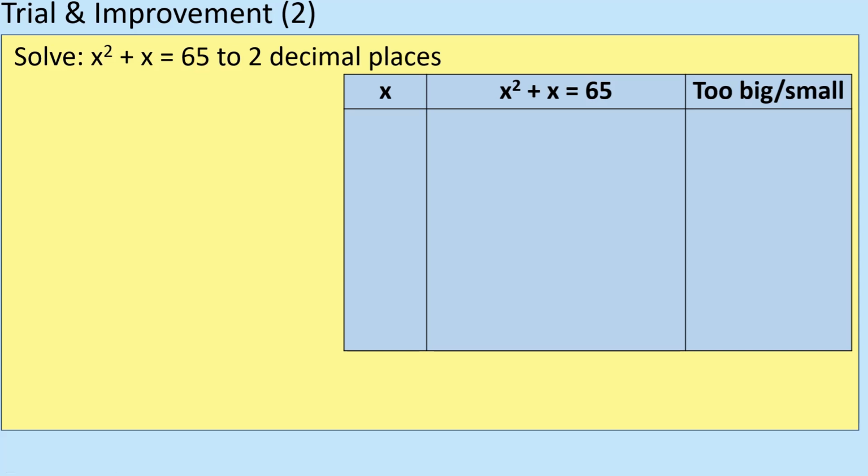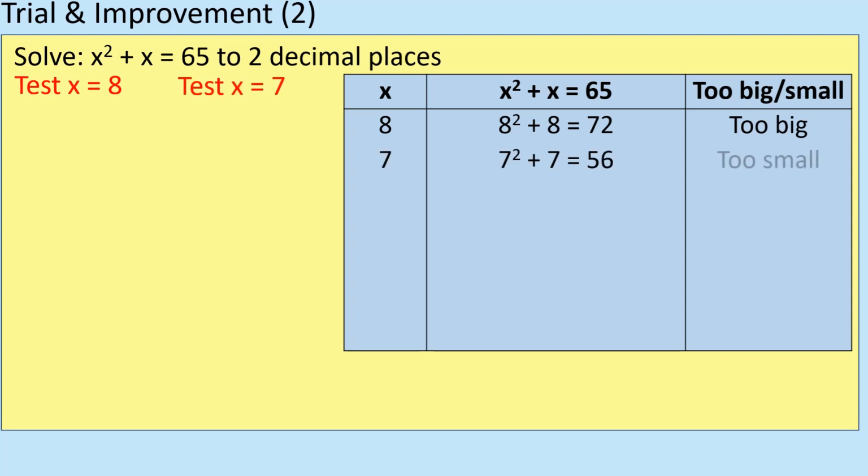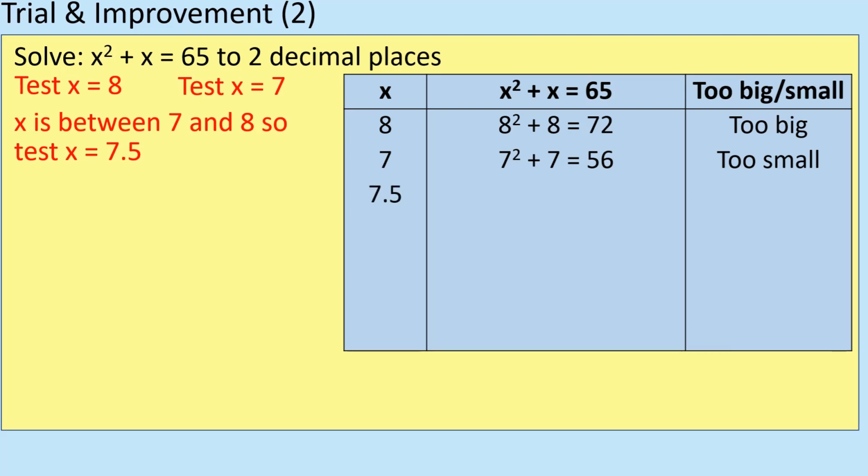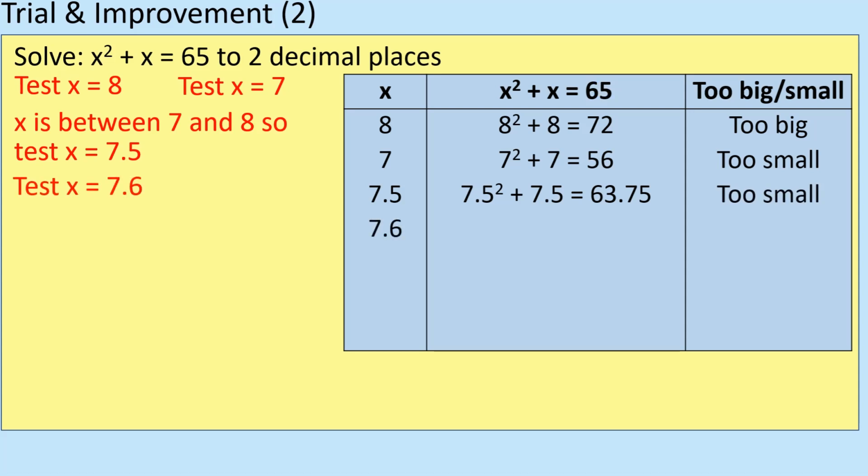Again, I'm thinking about the examiner. I'm thinking about the fact that he's going to give me award marks for it or not. So I'm going to test 8 and show that it's too big. I'm going to test 7, show that it's too small, and then go in between. All right, so I'm going to go for 7.5, which is halfway in between. It's going to give me 63.75, which actually is pretty close, isn't it? All right, but it's too small. So let's go up 1 and let's see what we get.